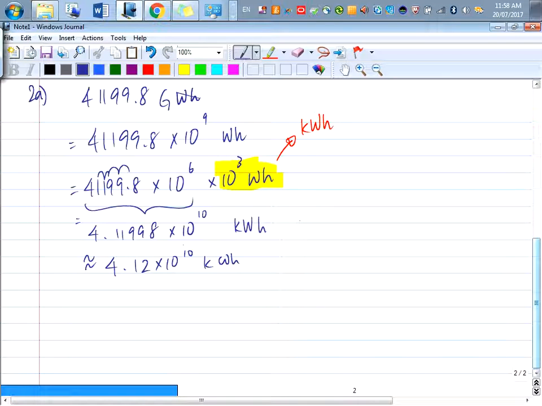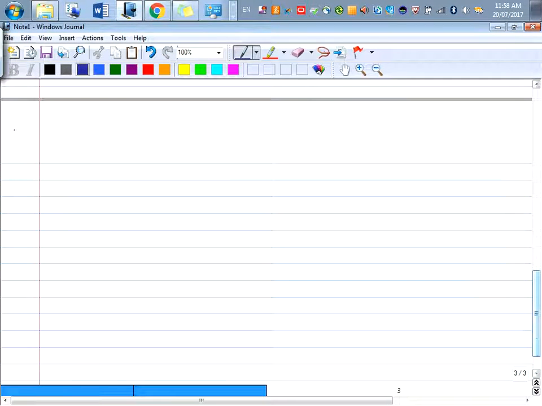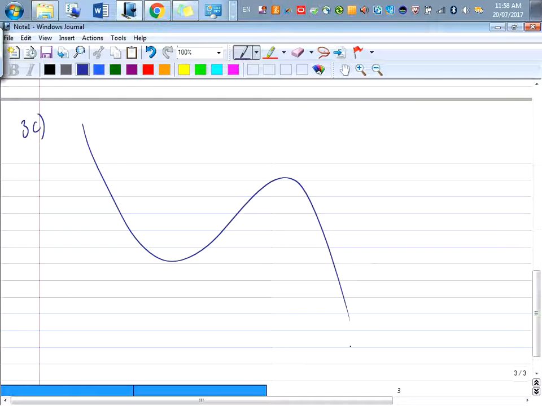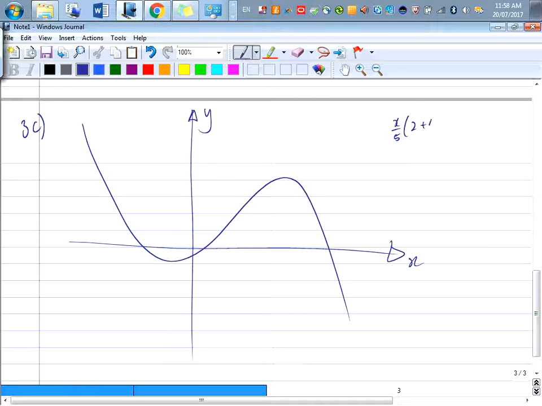Then, next one I want to go through is your graph again. Question 3. This time, I only want to talk about part C. You have a graph looking like this. X and Y. Then you had the labels and everything. Now, part C, they ask you to find a solution for x over 5, 2 plus 4x minus x squared equals to 2. This graph over here is y equals to x over 5, 2 plus 4x minus x squared. Okay?